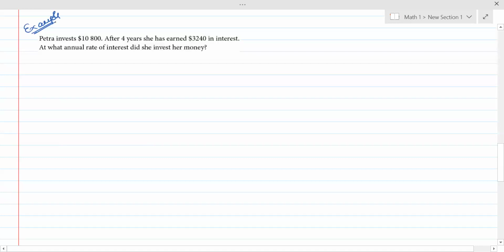Here it says Petra invests. Again, this is about investment. So this would be the principal for us, $10,800. After 4 years, she has earned 3240 in interest.